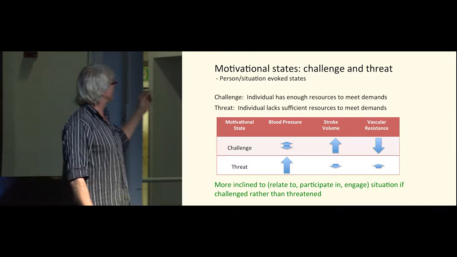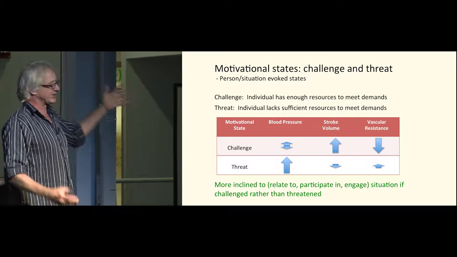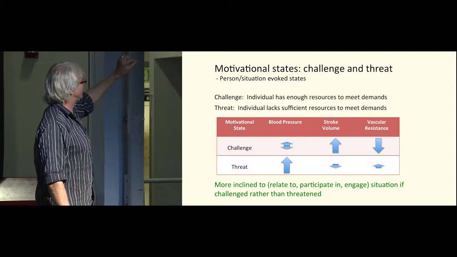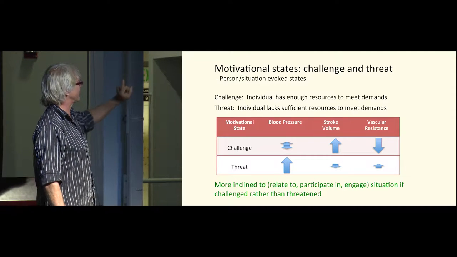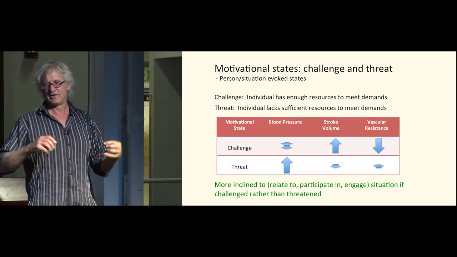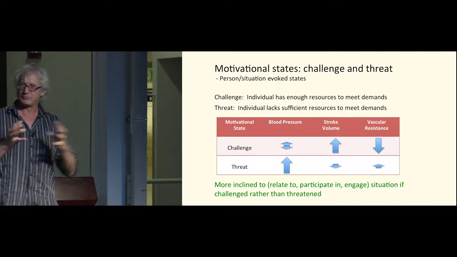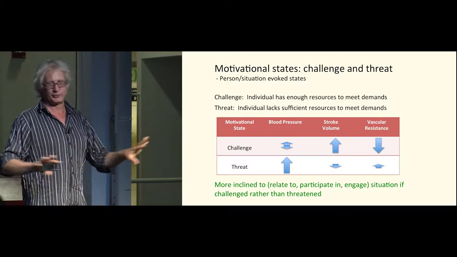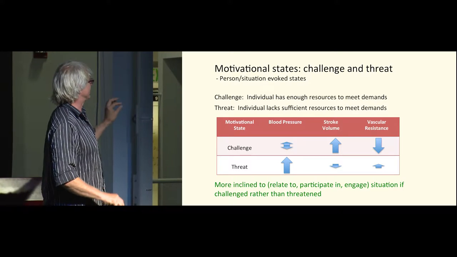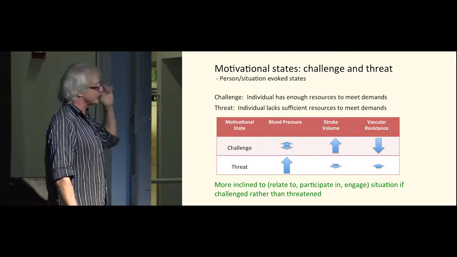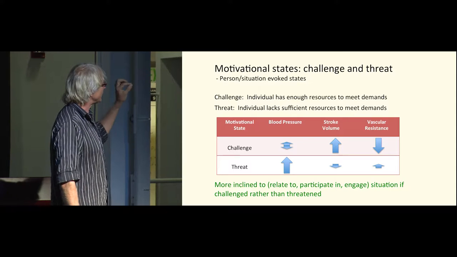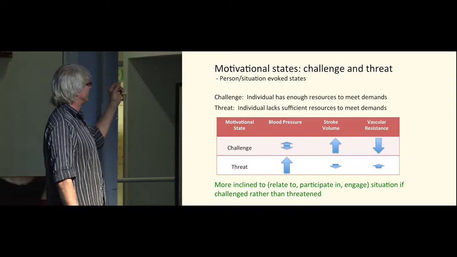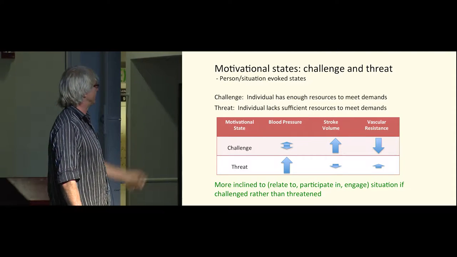For instance, with challenge, an aerobic response, you have almost no change in blood pressure; it could go either way. You have a large increase in stroke volume, which is the amount of blood your heart pumps with each beat, and a drop in vascular resistance, so you move blood more easily through your body. Under a threat condition, you have a spike in blood pressure, a small or no change in stroke volume, and a small or no change in vascular resistance.